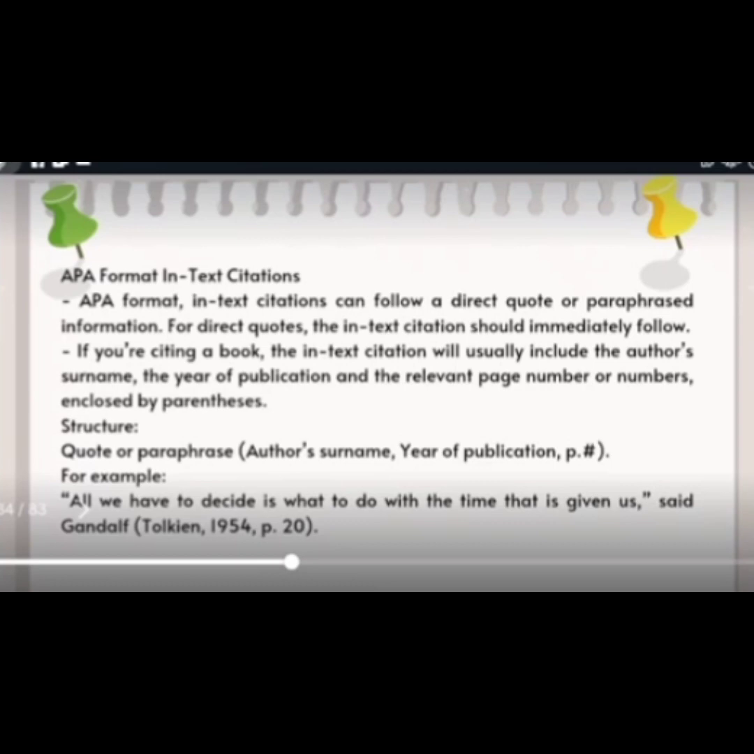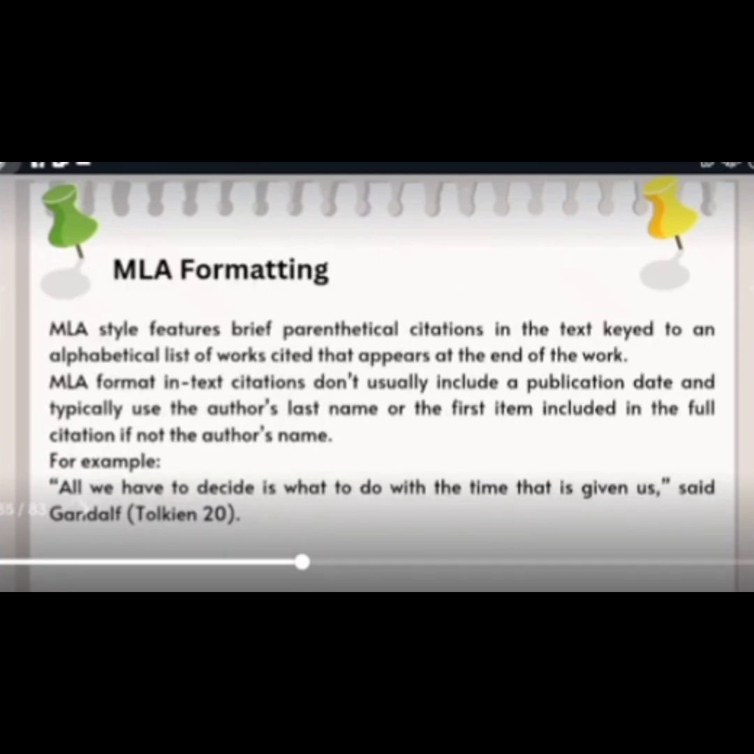Okay, now let's move on to the next style. We have MLA formatting. MLA features brief parenthetical citations. It is keyed to an alphabetical list of works cited that appears at the end of the work. In this commonly used format for in-text citations, MLA doesn't usually include a publication date, and they typically use the author's last name or the first item included in the full citation, if not the author's name.